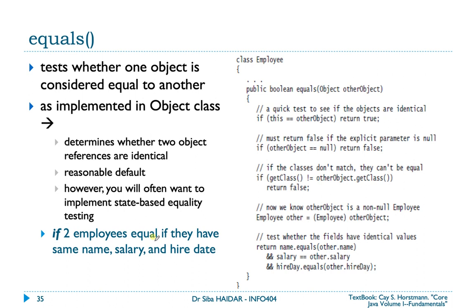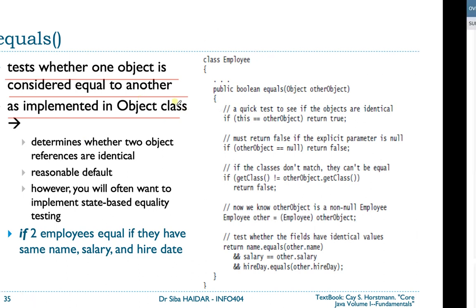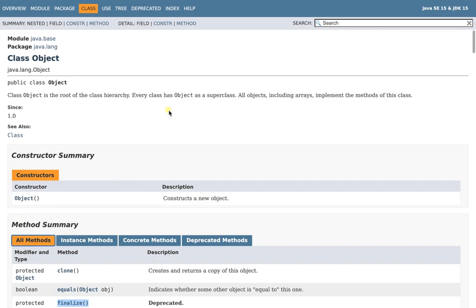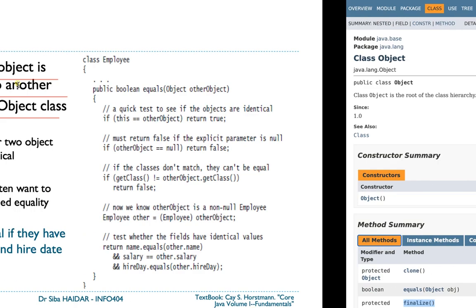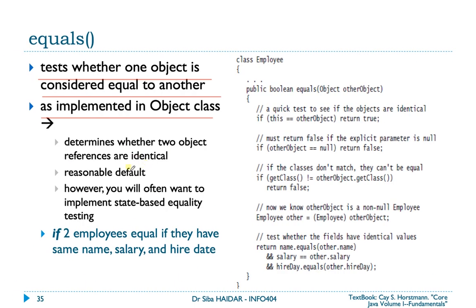What does this method do? This method tests whether one object is considered equal to another object. By default, this method is implemented in the Object class. By the way, the Object class is not an abstract class. Object class is a concrete class, and every method inside this class is a concrete method by conclusion.